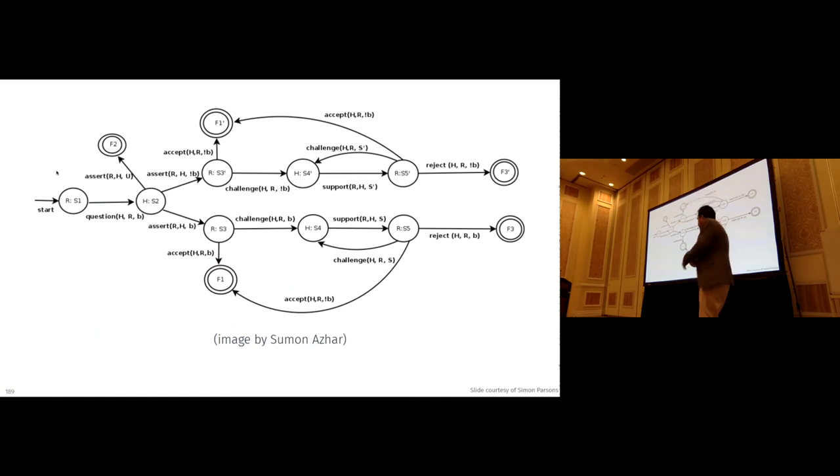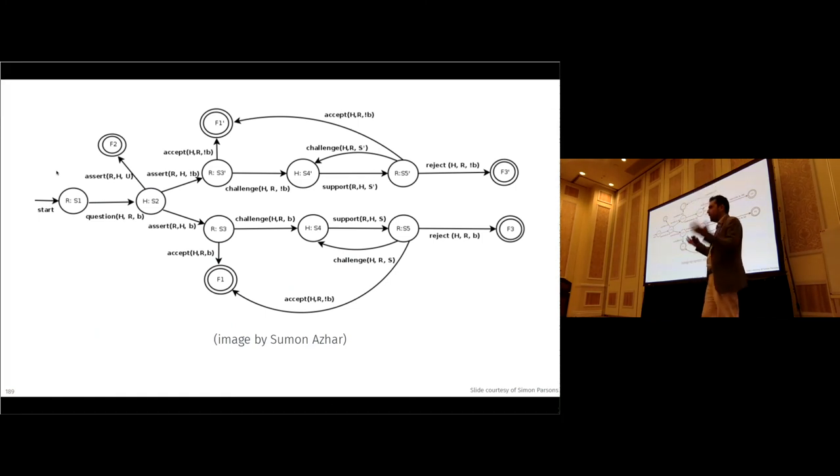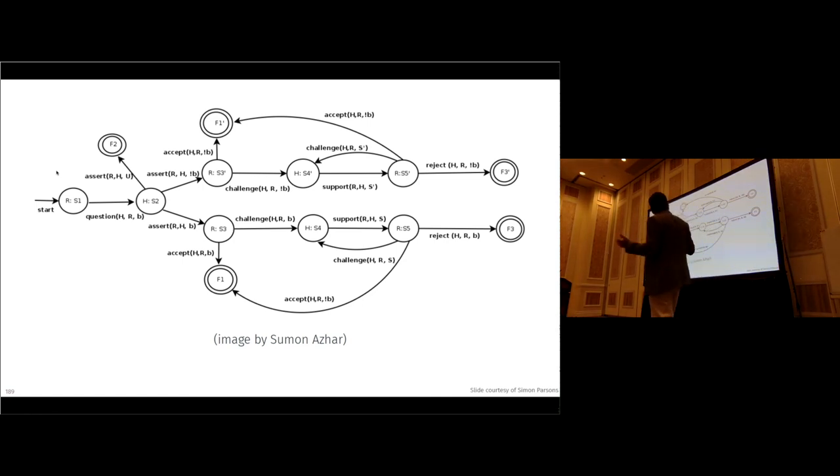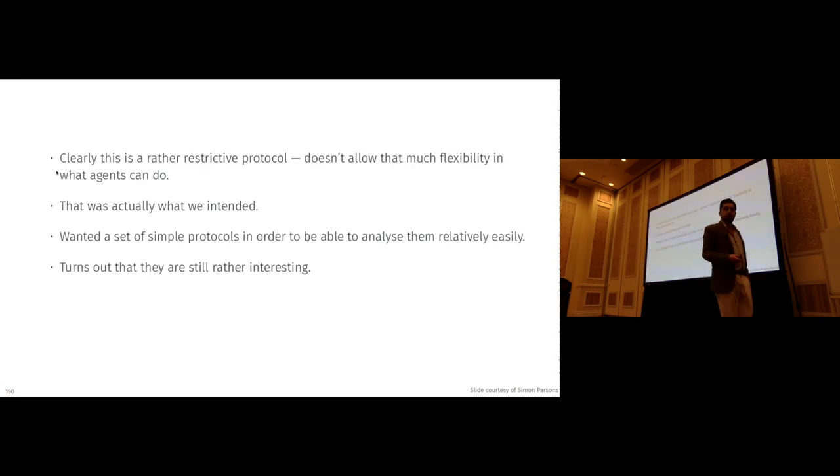So in essence, given a specific question, you can create a finite state automaton that represents all the possible states in which you are. And as you can see, there are not so many, at least not for this specific protocol. Which means that yes, it's a restrictive protocol. It doesn't allow a lot of flexibility, but that is exactly what we intended to do in formal argumentation. We want to have constrained protocols for guiding the interaction.